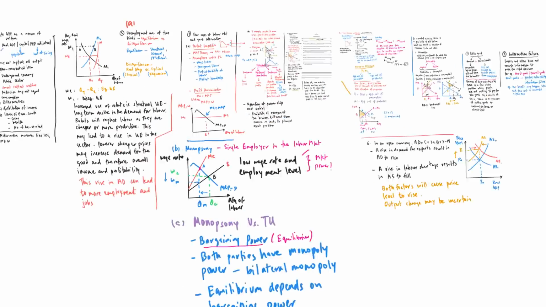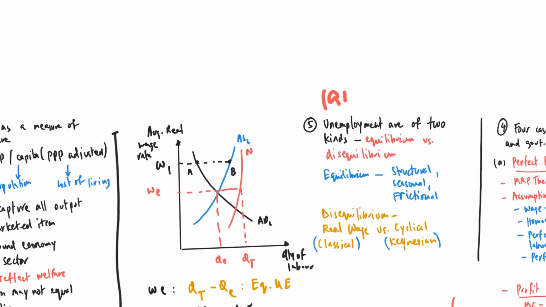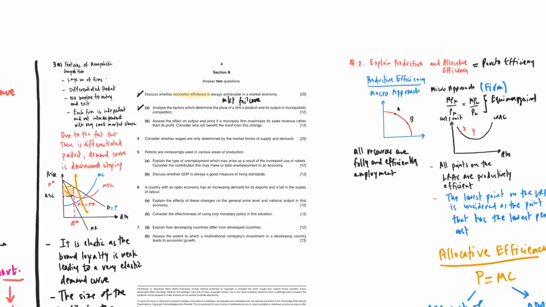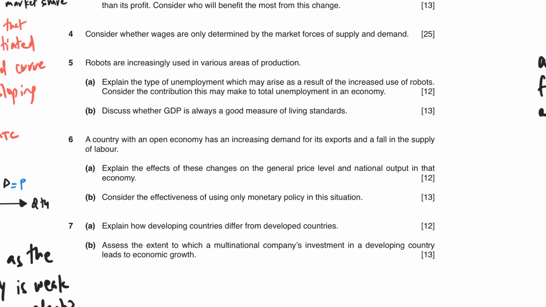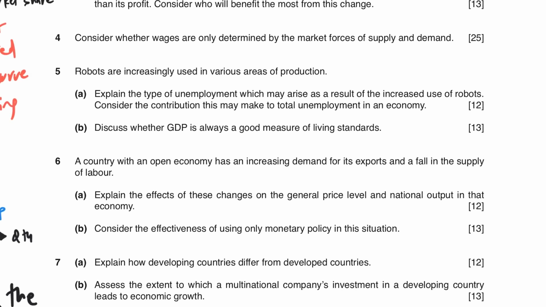Then comes our next question. Next question is about robots being increasingly used in various areas of production. Explain the type of unemployment which arises as a result of the increased use of robots, and consider the contribution this may make to unemployment in the economy. So in this kind of question, we're talking about what the causes of unemployment are, what kind of unemployment will happen if robots are used, and will the unemployment go up or down in the economy.